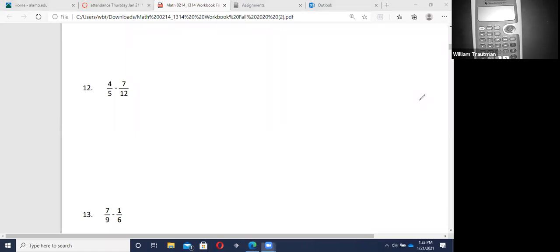All right. So number 12, the bottoms are different. Let's just put that in our calculator. Make sure you take roll, Lucy. So I'm going to put that in my calculator. 4/5 minus fraction 7/12. And when I type that in, I get 13/60.